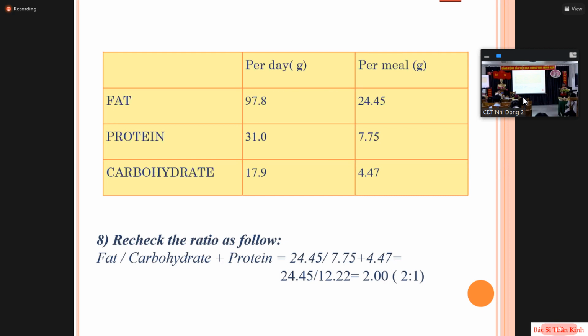Once you do this calculation, you need to make sure that all your calculations are accurate. How do you do that? You have to recheck the ratio. You take the per meal fat value, that is 24.45 here, and you divide that with the carbohydrate plus protein per meal value. So 7.75 plus 4.47 gives you 12.22. So 24.45 divided by 12.22 is 2. This is the value that you get, so you know that your calculation is correct.